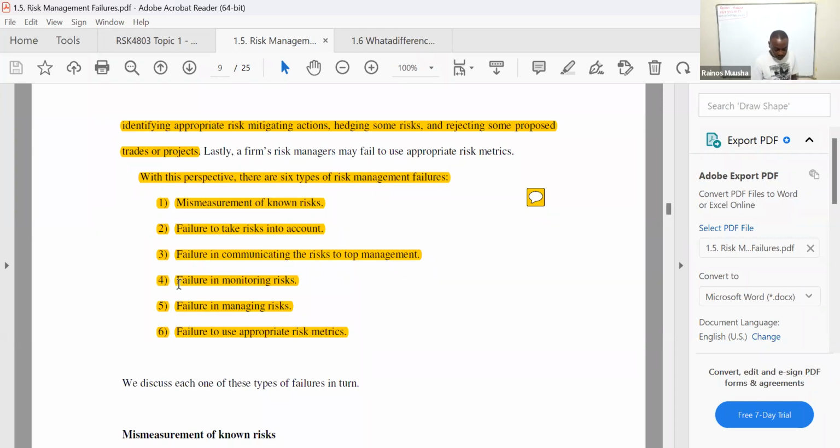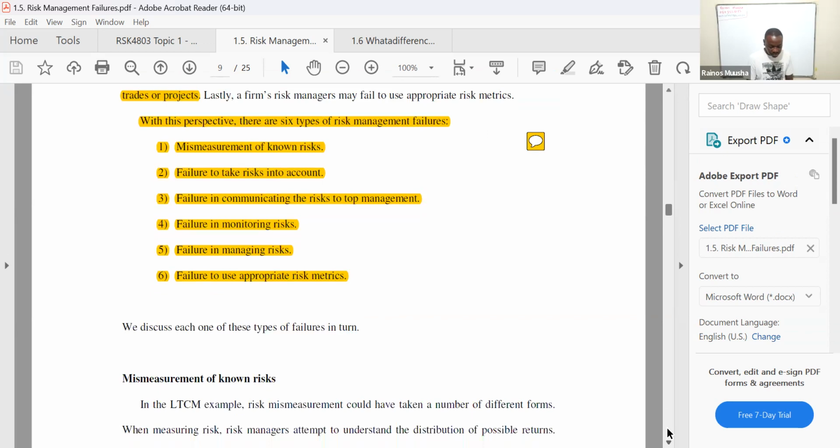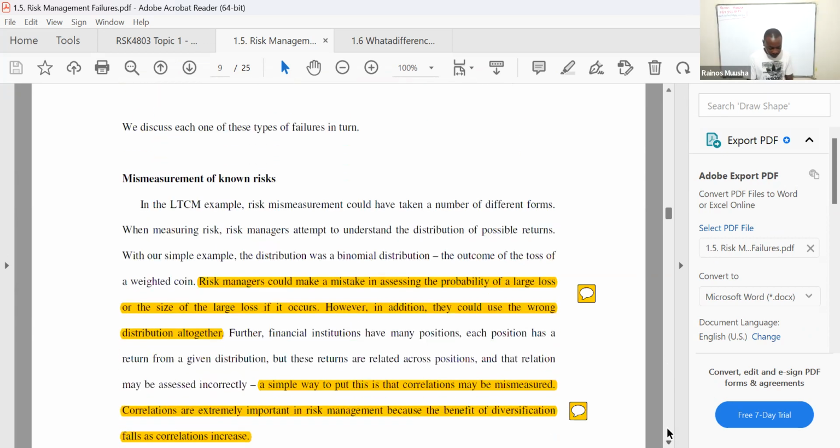And the fourth one is failure to monitor risks. And then the fifth one is failure in managing risks. And then the sixth one is failure to use appropriate risk metrics as well. So now, looking at the first one, which is mismeasurement of known risks, they say risk managers could make a mistake in assessing.